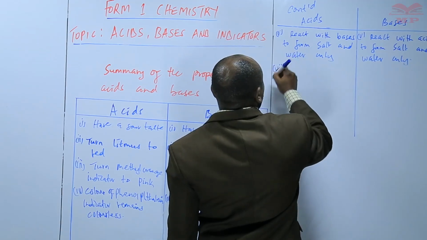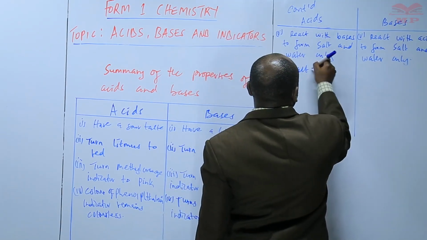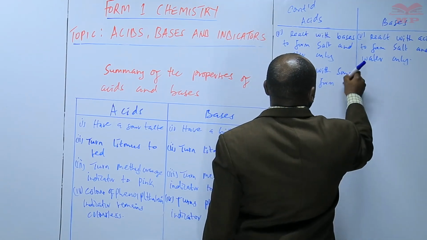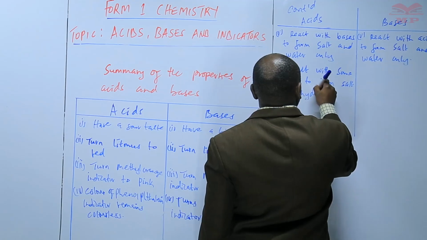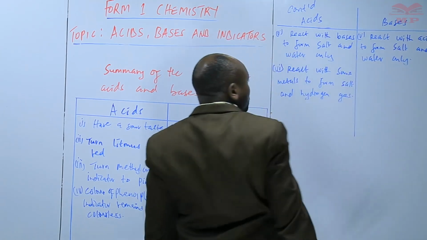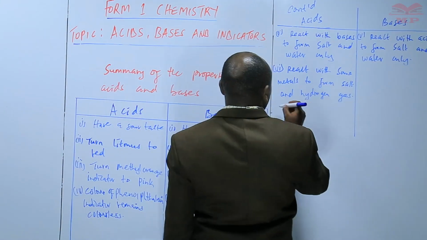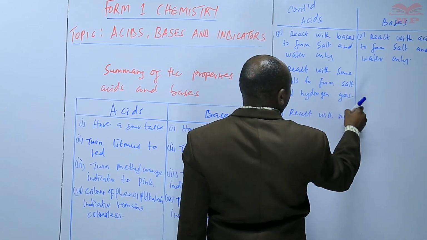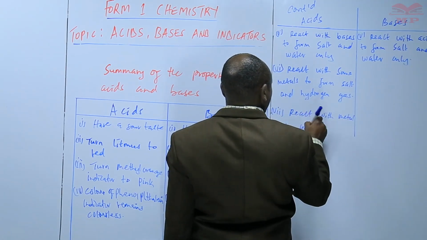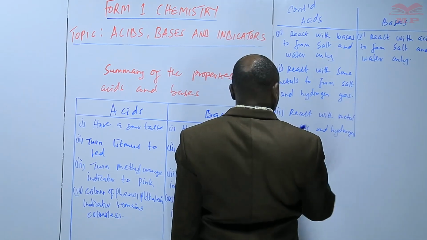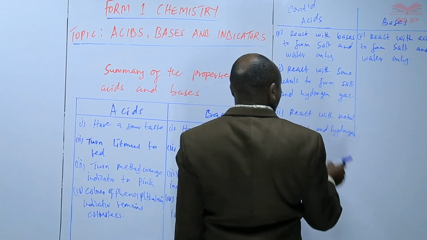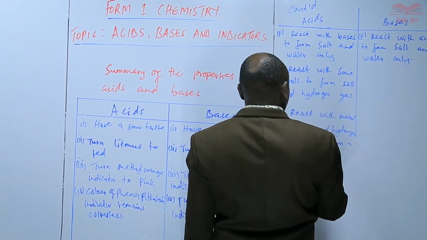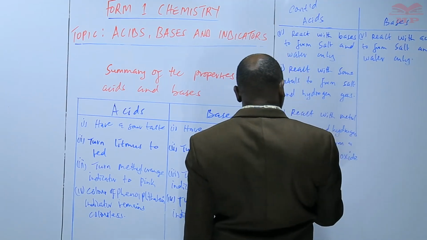In addition to that, number 6, acids react with some metals to form salt and hydrogen. Of course, bases do not react with metals. And also next, number 7, the acids react with metal carbonates and hydrogen carbonates to form a salt, carbon 4 oxide and water.